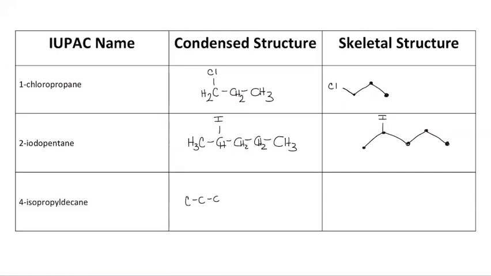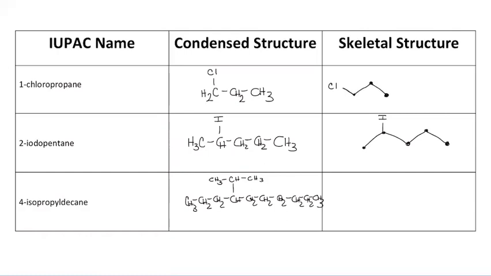1, 2, 3, 4, 5, 6, 7, 8, 9, 10. 10 carbons in a row. Then on carbon 4, I put my isopropyl group, which is a CH that is bonded on either side to CH3. I include the hydrogens. This is a CH3, CH2, CH2, CH, CH2, CH2, CH2, CH2, CH2, CH3.